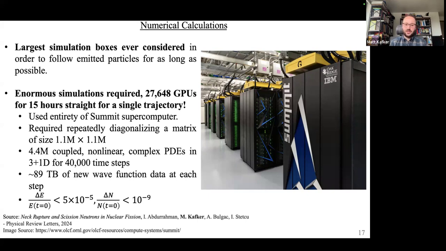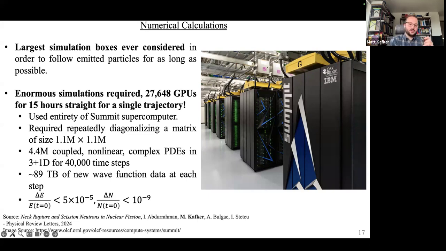We were simultaneously using 27,648 GPUs for 15 hours straight for a single time-dependent trajectory here because the boxes were so large. We're using the entirety of the Summit supercomputer to do this in 2022. Summit was at the time either the largest machine or in the top 3 for the largest supercomputers around. And so our sensational newspaper headline is that this was plausibly one of the largest computations that's ever been performed in human history. Now, I will say you can always make a computer work really, really hard and have it do nothing useful, but this was strictly necessary to solve this problem.